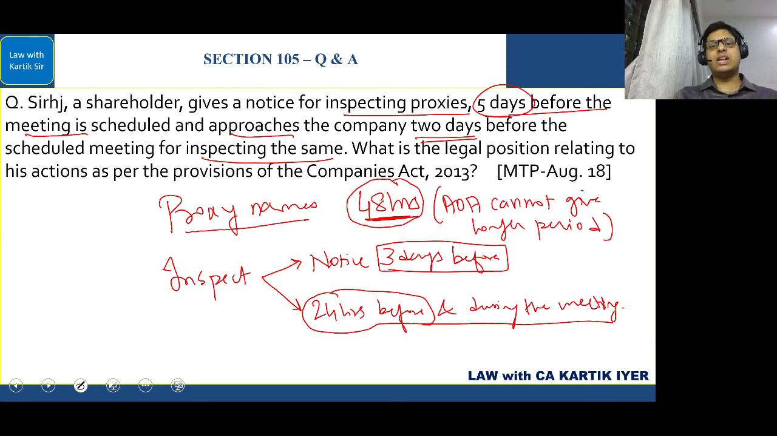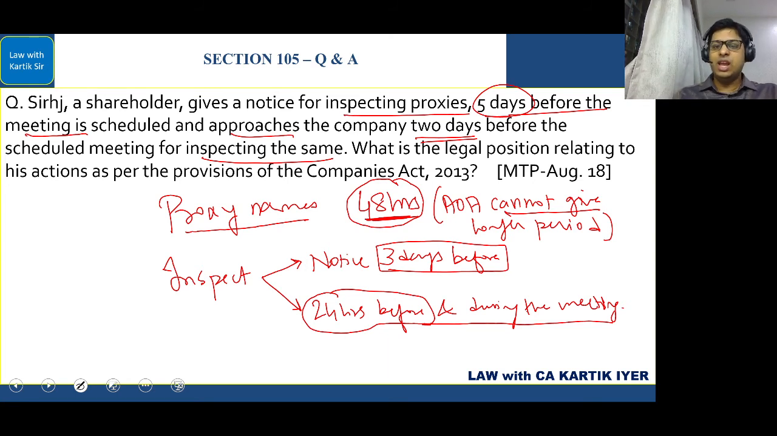So it means that if the meeting is today, 48 hours before is, at maximum, late say, in Hindi we say late say. It should be given 48 hours before the meeting. Okay. AOA cannot give a longer period. AOA cannot suggest a longer period. It cannot say 60 hours, 80 hours, 100 hours.